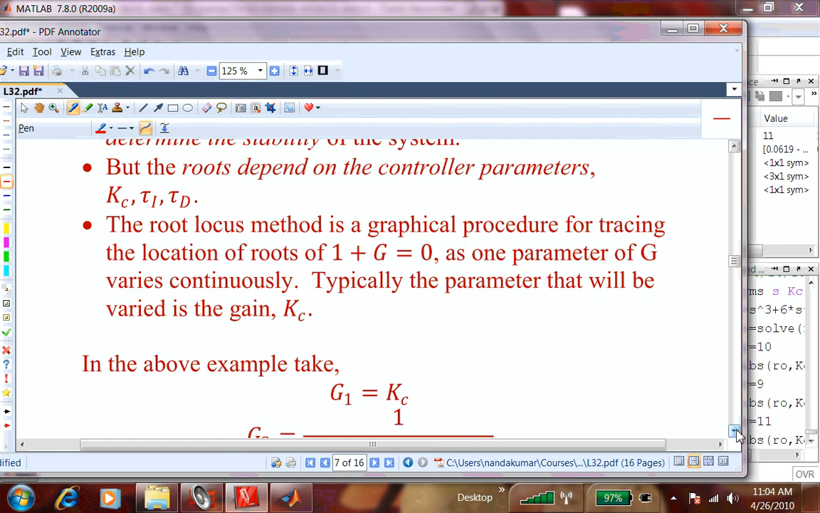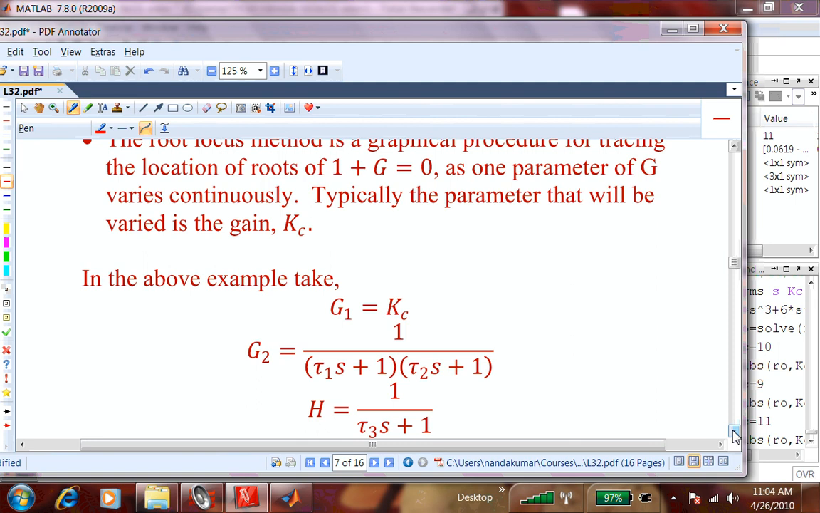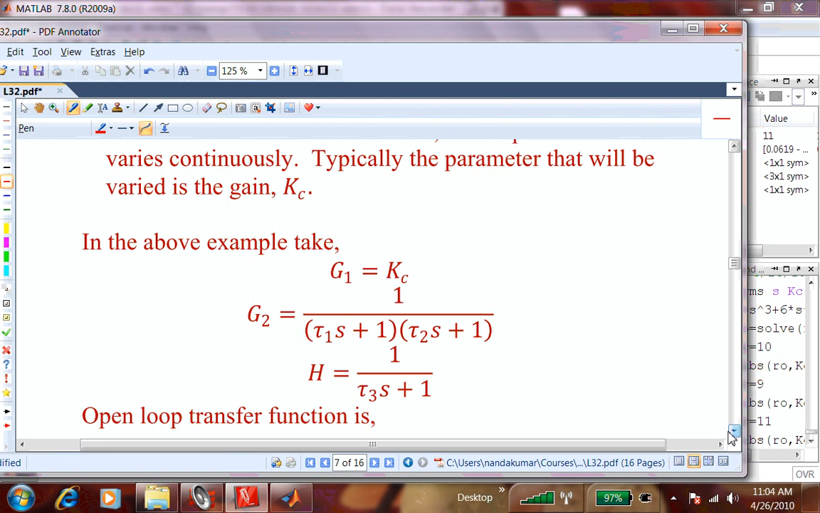So G1 is a simple proportional controller. G2 is a second order process, 1 over tau 1 s plus 1, 1 over tau 2 s plus 1. And the measurement is a first-order process. So the open-loop transfer function is simply the product of all in the loop.